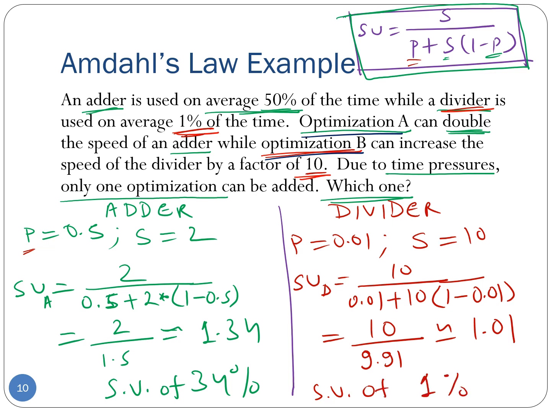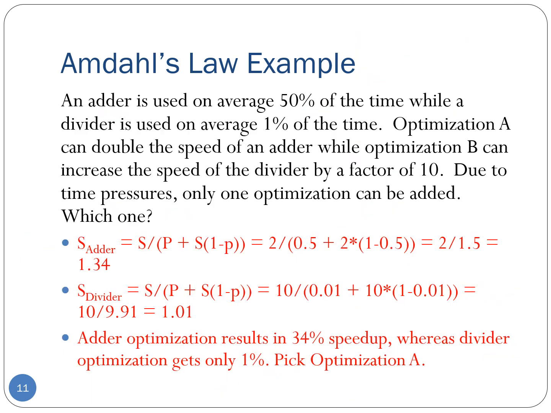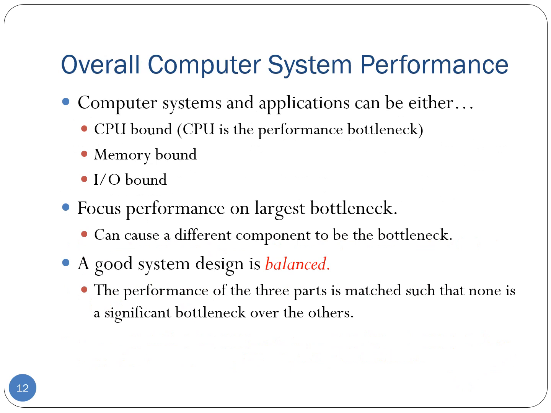So which of these should we pick? Clearly the adder is providing us a greater speedup, a speedup of 34% as opposed to just 1%. So we should pick the adder. We should do optimization A in this case. The question and the solution is also summarized over here.